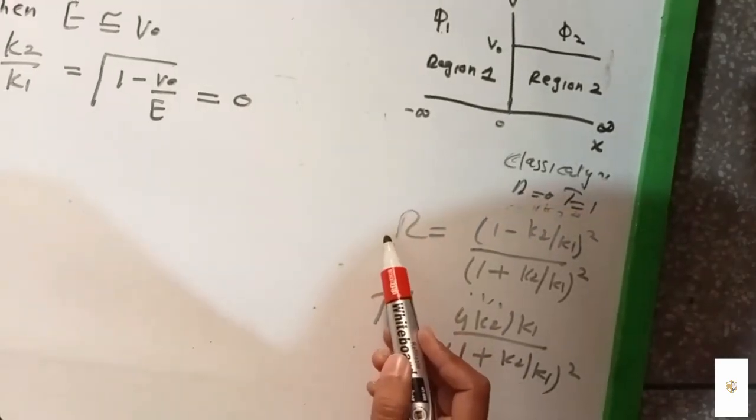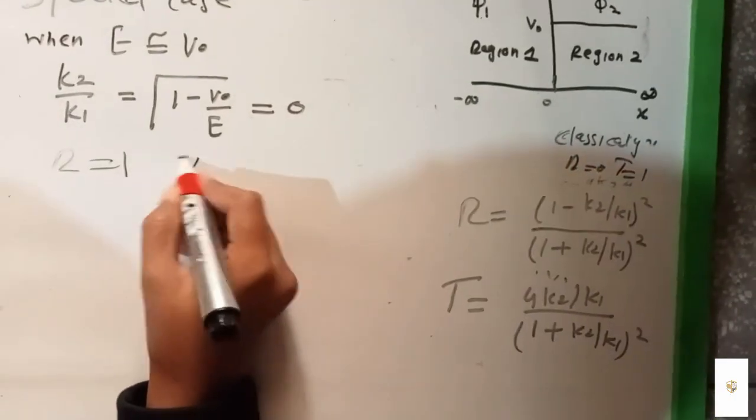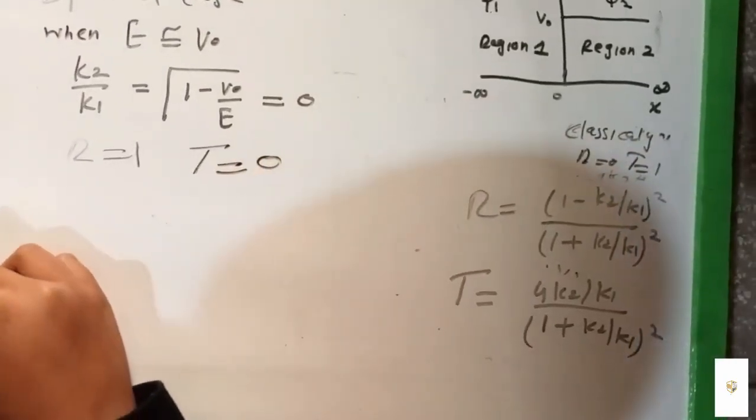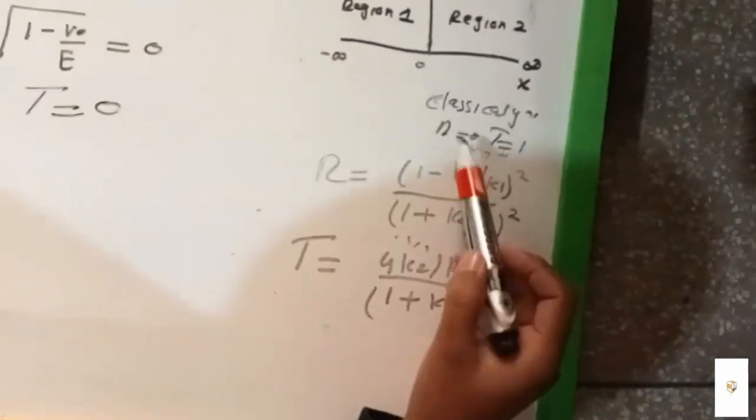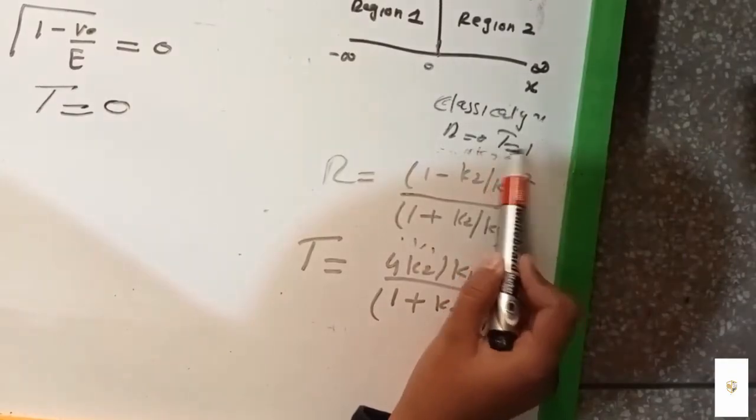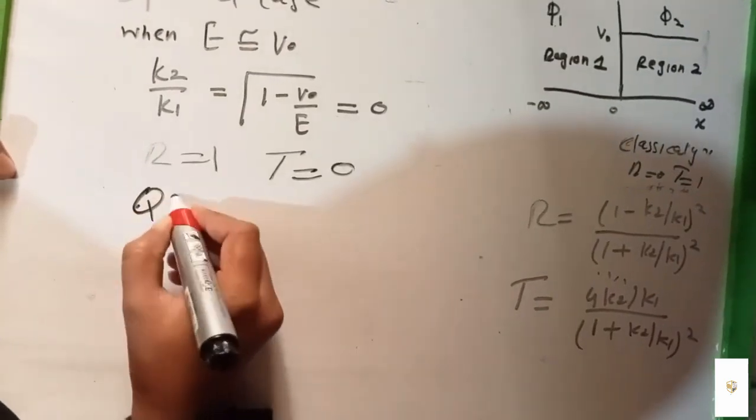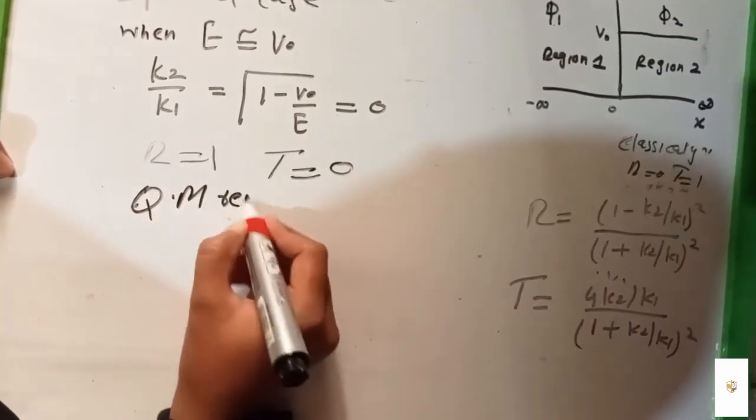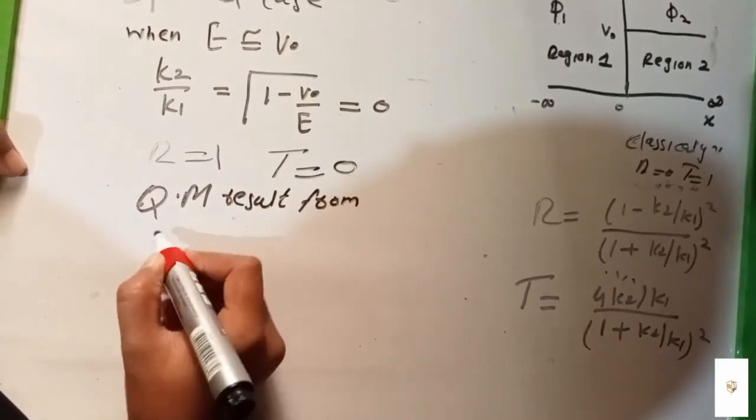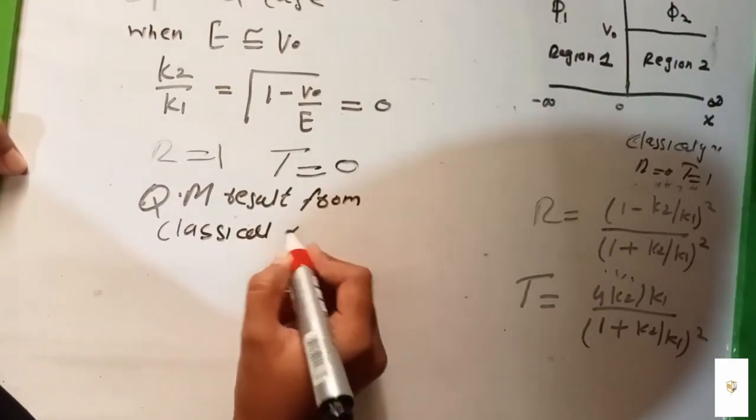So reflection coefficient is equal to 1 and transmission coefficient is equal to 0. But classically we have reflection coefficient equal to 0 and transmission coefficient equal to 1. So the quantum mechanics result deviates from the classical result.